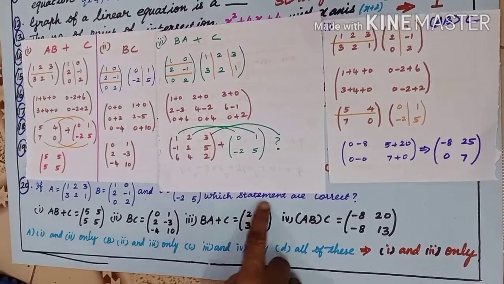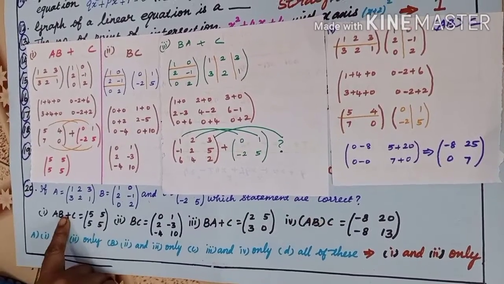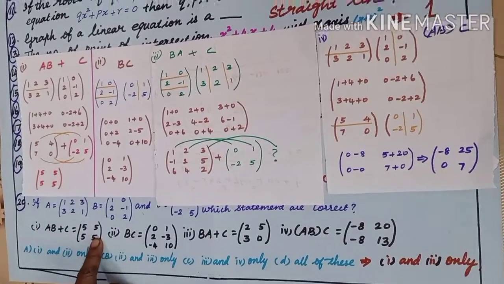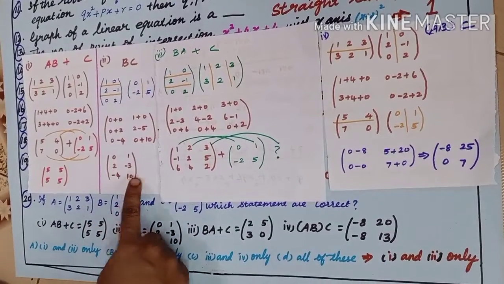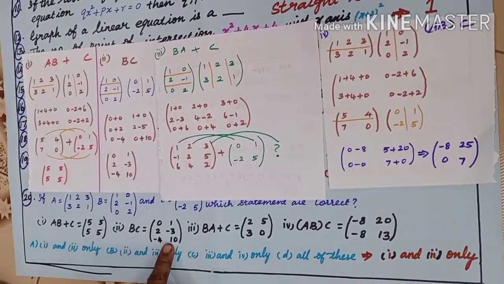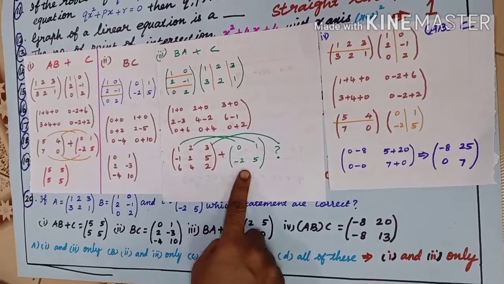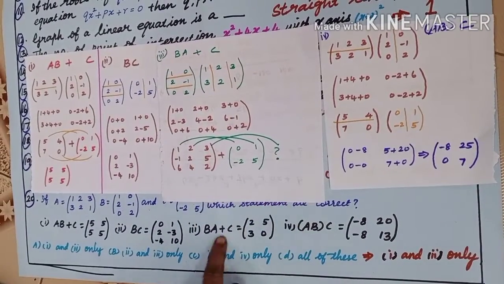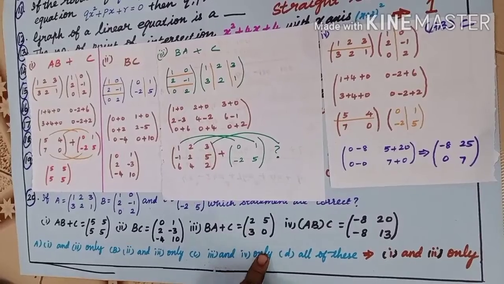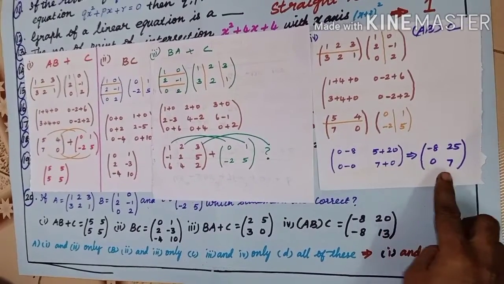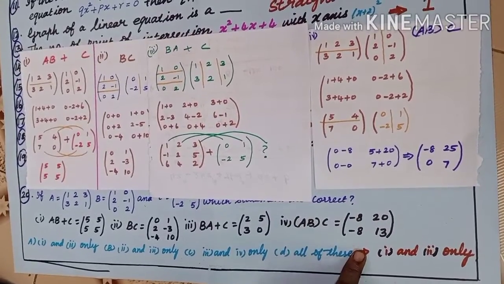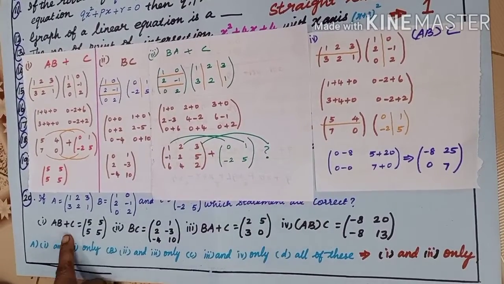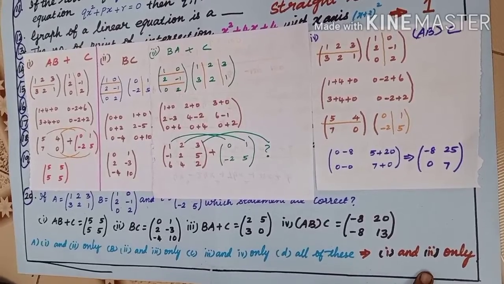In which statements are correct? So the first option we can do here, so the first answer is right. Second answer, BC we find out here, second answer also right. Third answer, we can't do addition here, so the third is not correct. And the fourth answer also differs, so third and fourth are not correct. So which are the correct? First one and second one only are correct. So that's all.